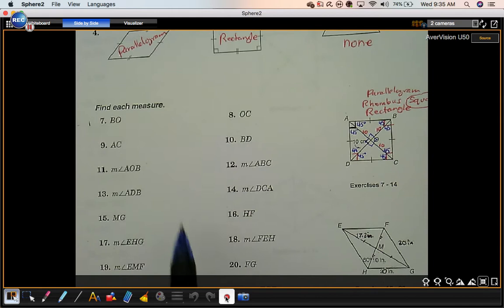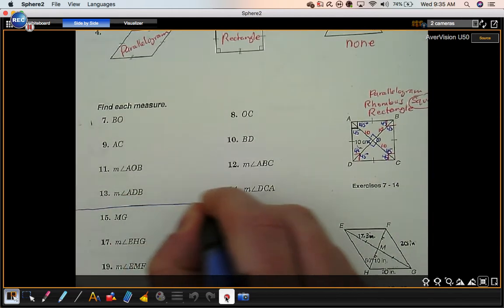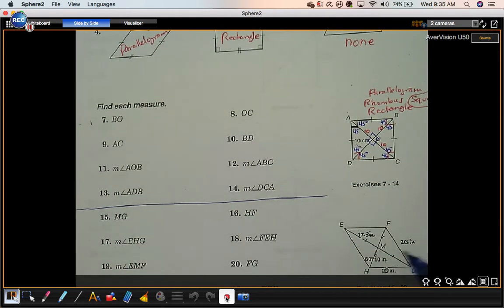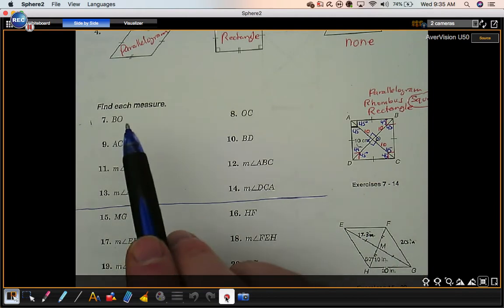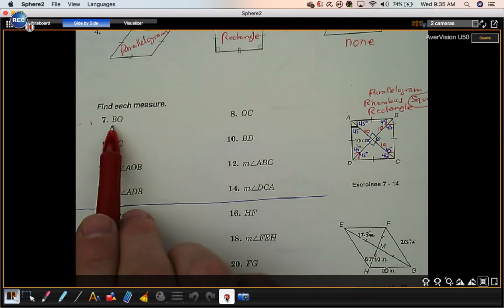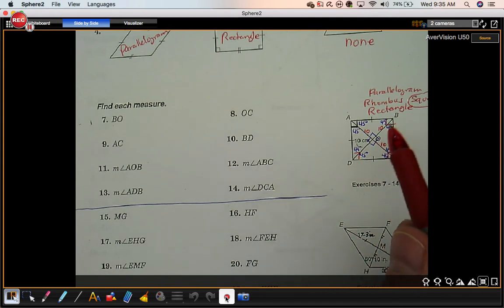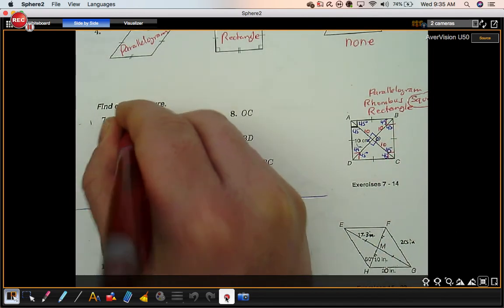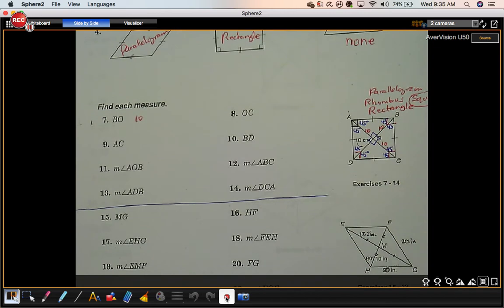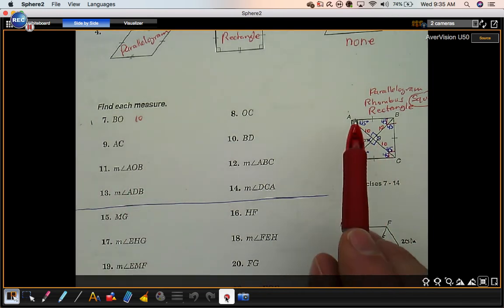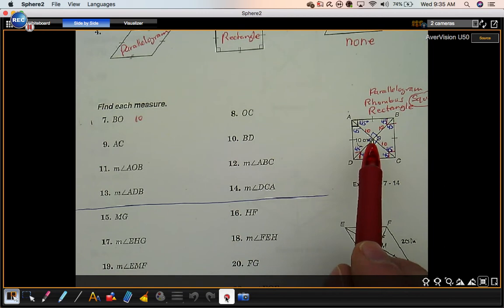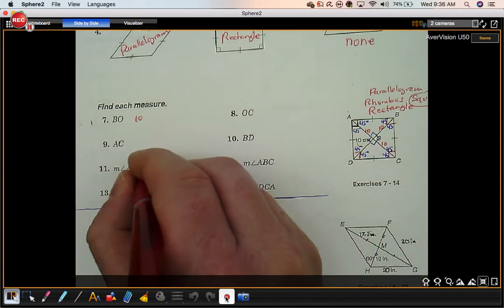The only way that you could possibly make a mistake is if you don't know what this is asking. Number 7. This is asking you how far it is from B to O. Here's B, here's O, how far is it? It's 10. Number 11, it's asking you for the measure of angle AOB. Use your finger or your pencil. Here's A, here's O, here's B. This angle right here is 90 degrees.